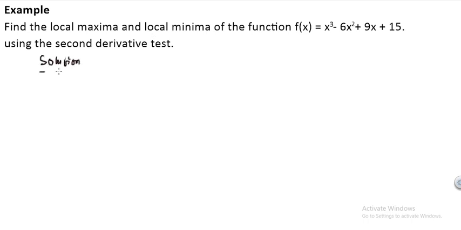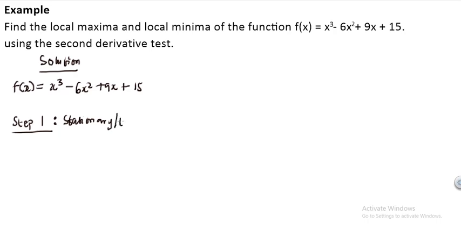The question asks us to find the local maxima and local minima of the function using the second derivative test. So the first thing we want to do is to write out the function. I write it out as f of x is equal to x cubed minus 6x squared plus 9x plus 15. Now at this point, the first thing you want to do is to find the stationary points. So I'll say step 1, find the stationary points.